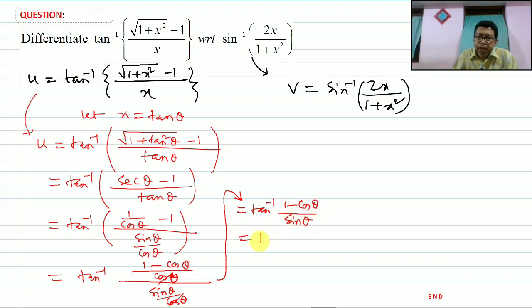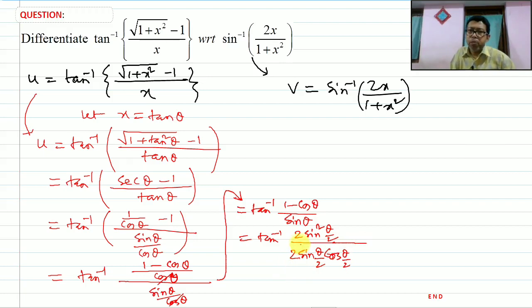So it is tan inverse of, what is 1 minus cos theta? 1 minus cos theta is equal to 2 sin square theta by 2. So write 2 sin square theta by 2, whole divided by sin theta. In terms of half angle, this is 2 sin theta by 2 cos theta by 2. Every formula of trigonometry should be kept in your mind. If you cannot remember it in the proper place, then your problem will be in vain.